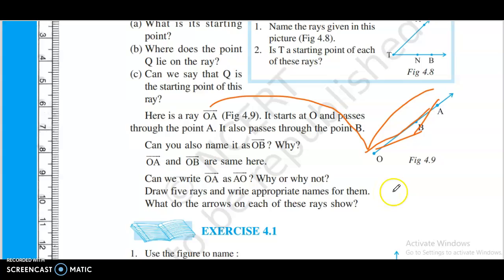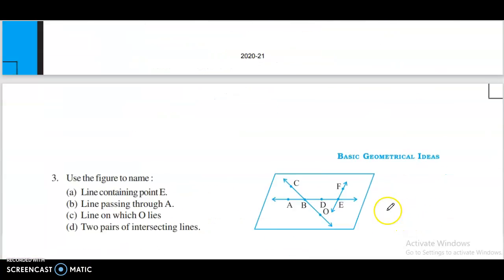Draw 5 rays and write appropriate names for them. What do the arrows on each of these rays show?